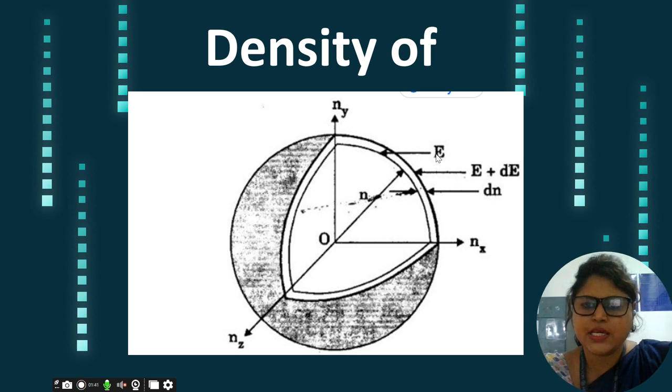E is the energy of the inner shell, and E plus dE is the energy of the outer shell. dE is the energy in the gap between the inner shell and outer shell. Here we are going to derive the number of available energy states between the inner shell and the outer shell.